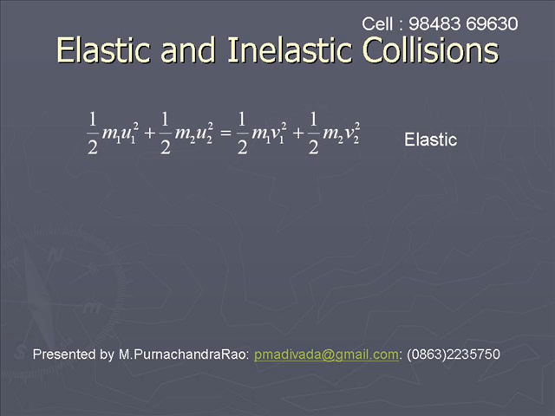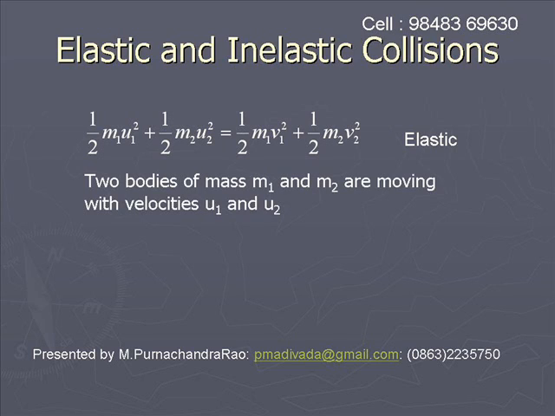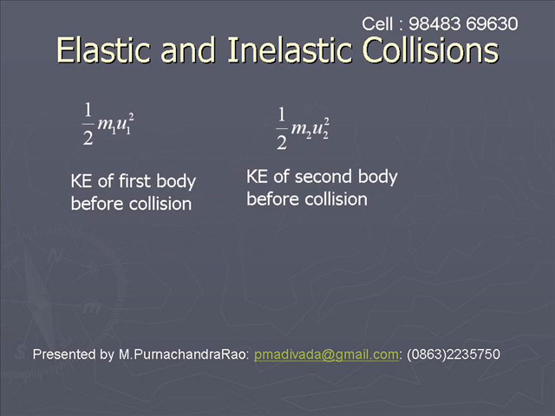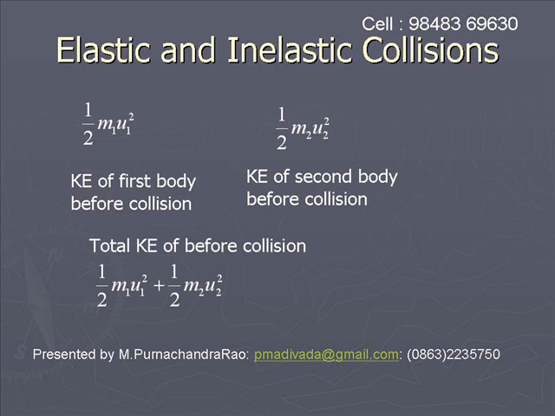Now, mathematically, we represent elastic collisions as follows. Half m1 u1 square plus half m2 u2 square is equal to half m1 v1 square plus half m2 v2 square. That means there are two bodies of masses m1 and m2. If they are moving with velocities u1 and u2, we know that the kinetic energy of a body is half mv square. So, the kinetic energy of the first body is half m1 u1 square and the kinetic energy of the second body is half m2 u2 square. So, the total kinetic energy before collision is half m1 u1 square plus half m2 u2 square.